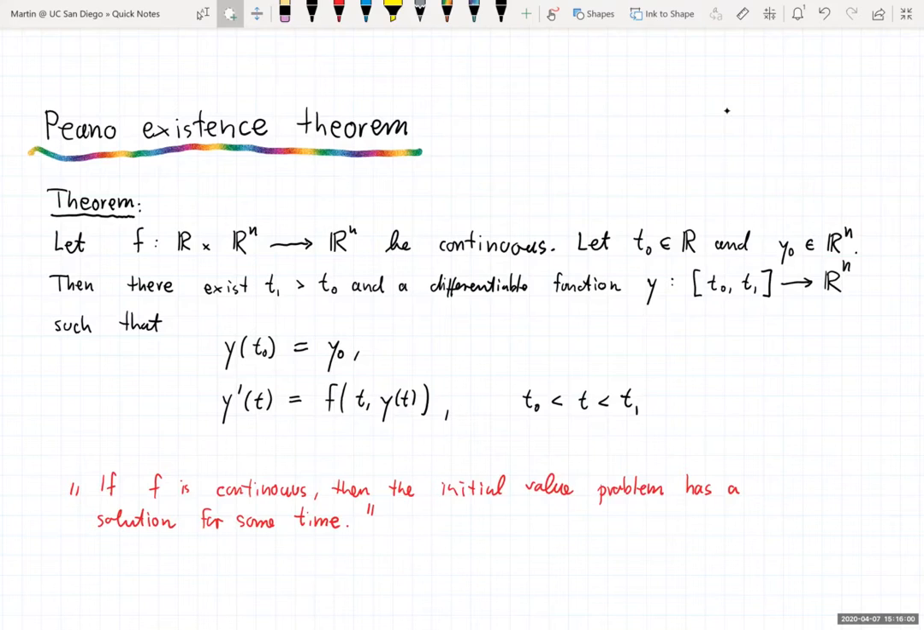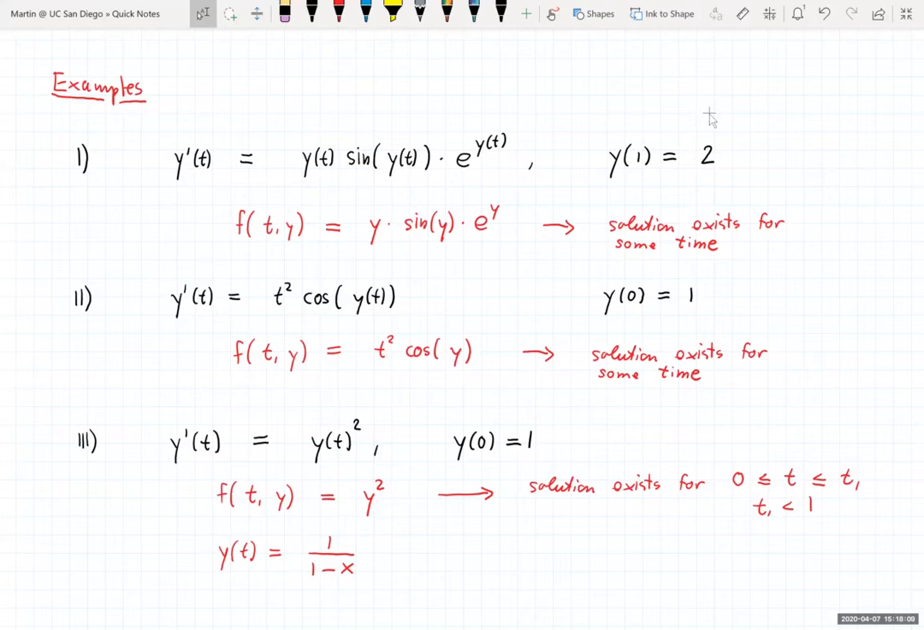The Peano existence theorem is useful because it has very mild requirements on the function f. So in many cases, you might say, okay, if the function f has a formula, then it is continuous. As usual, let us discuss a few examples.